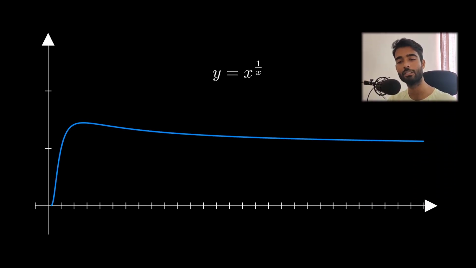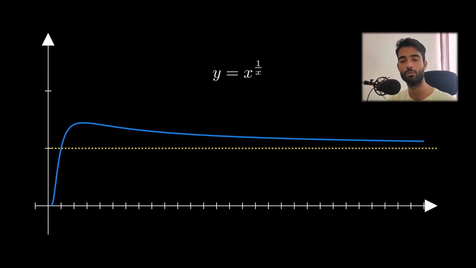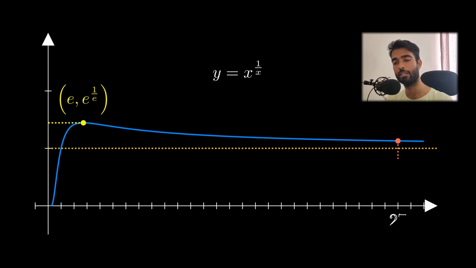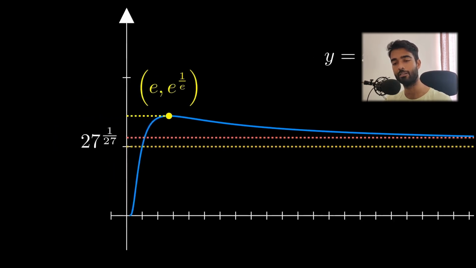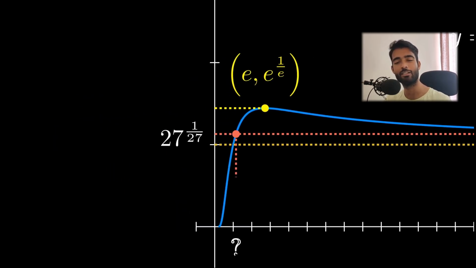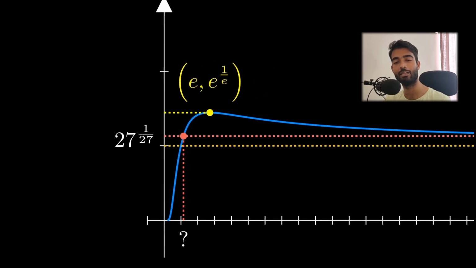To answer this question, let's go to the graph of y equals x to the power 1 by x. And we'll discuss how we got this graph at the end of the video. We see that there is a peak and the peak occurs at x equals e, which is Euler's number. The graph actually goes to y equals 1 as x tends to infinity. And if we plot x equals 27 on the graph, then we get y equals 27 to the power 1 by 27. And drawing a line parallel to the x-axis, we see that the graph intersects this line at another point.